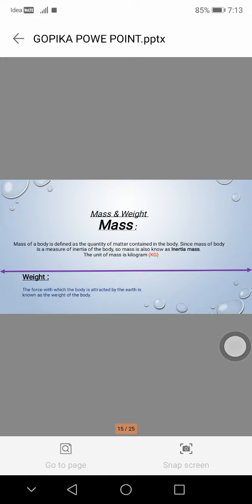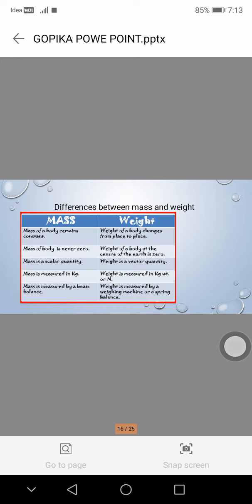Weight. The force with which the body is attracted by the earth is known as the weight of the body. Differences between mass and weight. Mass of a body remains constant, whereas weight of a body changes from place to place. Mass is measured in kgs, weight is measured in kgf or newtons.